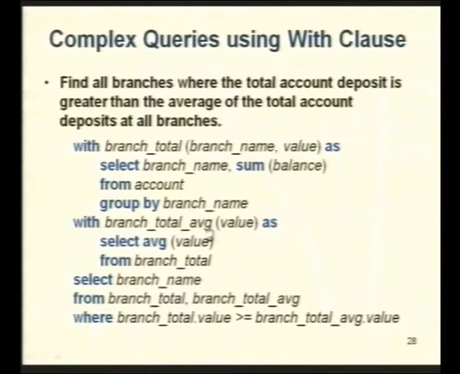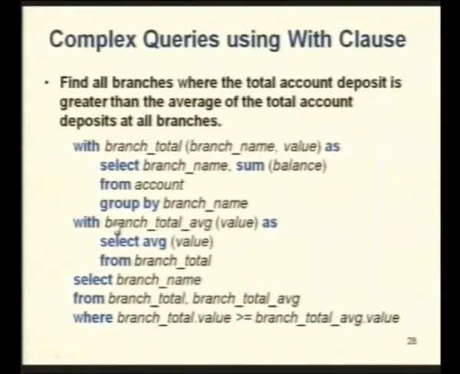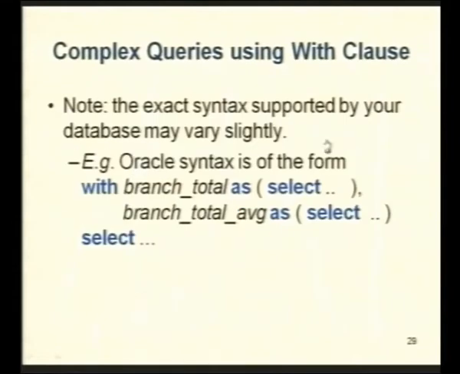Then with branch total average value as, here we are creating another view called branch total average value, that is one attribute: from this branch total, select the average. And then select branch name, branch total average, and try to find all the branches whose total value is greater than the average value. So, this is an example of a complex query with the with clause, where we are using branch total and branch total average as views that are later used by this query. The exact syntax supported by the database may vary. For example, in Oracle the syntax is of this sort.